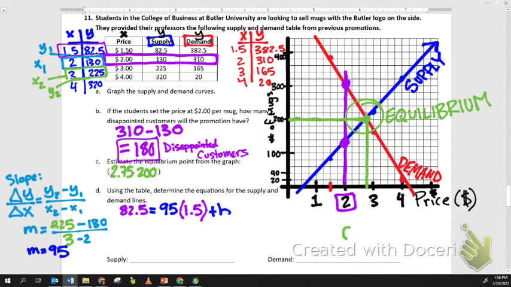But I don't know my b yet. That's what I'm trying to solve for. But then I just solve for b. So I have 82.5 equals 95 times 1.5 would be 142.5 plus b. And when I subtract 142.5 from both sides, I'll get negative 60 equals b.